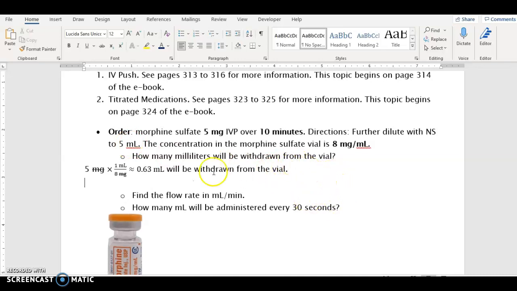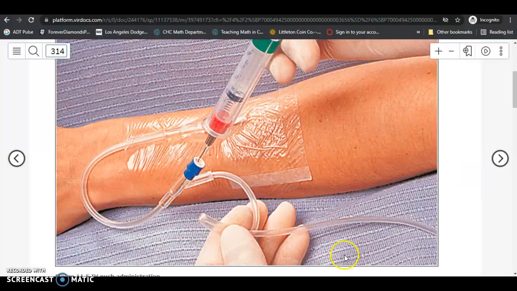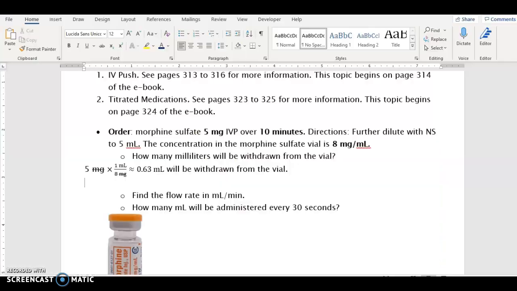So in other words, the 0.63 milliliters will go into the vial, go into the syringe, and then the needed amount of normal saline will go in to get 5 milliliters total. So the medication and then the normal saline go into the syringe, for a total of 5 milliliters.